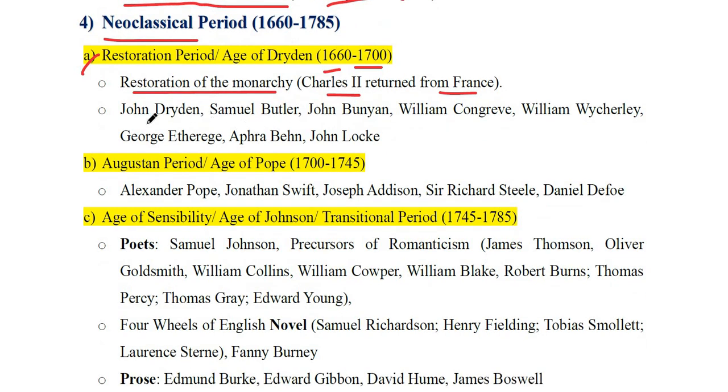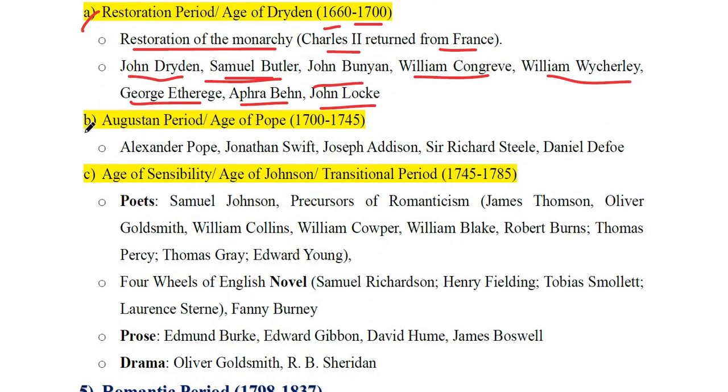The major writers we have during this time period are John Dryden, Samuel Butler, John Bunyan, William Congreve, William Wycherley, George Etherege, Ephraim, and John Locke. See, this Samuel Butler, there was another Samuel Butler who was the late Victorian novelist. He is a different person, and here Samuel Butler is also a Puritan.